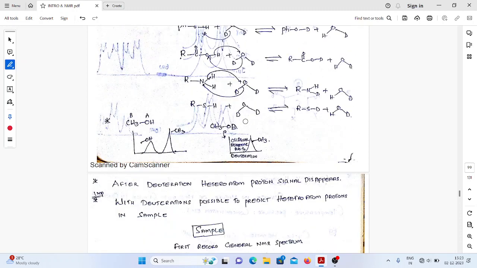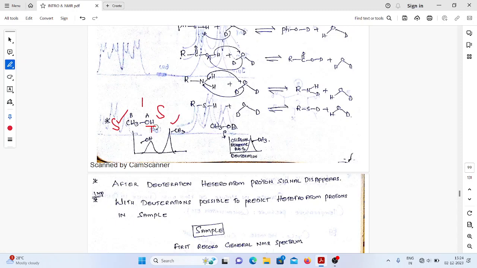Okay. For example, let us take this molecule. Assume that this is impure in nature. What is the meaning of impure? Proton exchanges are possible. A large number of proton exchanges are possible in the molecule. That's why what happens? The OH will not recognize CH3. CH3 will not recognize OH. So it will appear as a singlet. It will give one peak here. It will give another peak here.